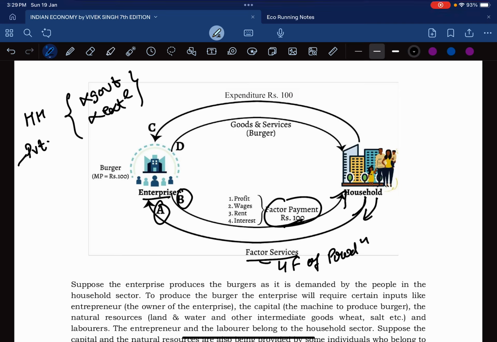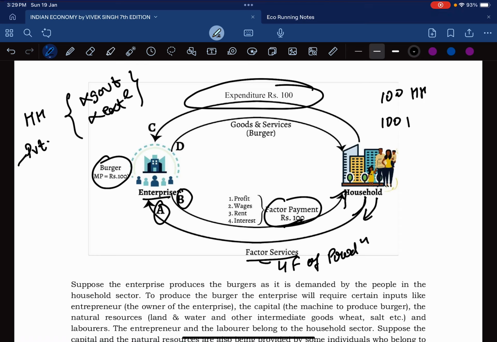Now the household is giving all of its money, all of its payment that it has received to the enterprise in buying the burger. So 100 rupees were given to household. 100 rupees household has spent on buying a burger. So the enterprise will get 100 rupees. The expenditure on the household part will be rupees 100 and the enterprise will give the burger.